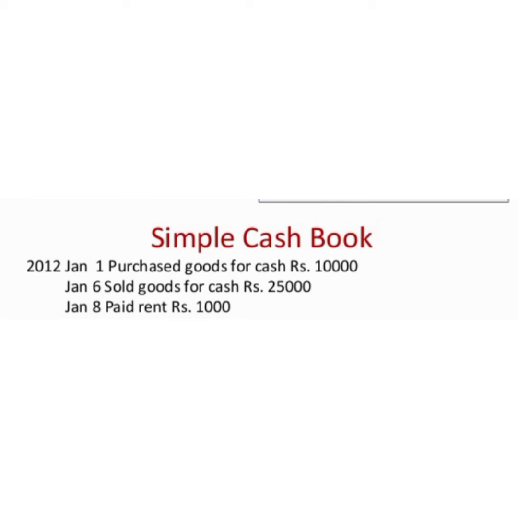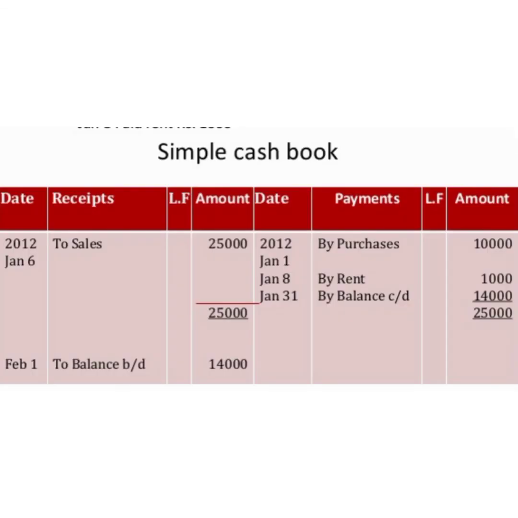This is an expense for the company, so we want to record this transaction on the credit side as by purchases 10,000. The next transaction, sold goods. Sold goods is an income or receipt for the company, so debit side to sales account with an amount of 25,000. The next transaction on January 8th, rent paid. Rent paid is an expense for the company, so we want to credit that account as by rent paid, rent account 1000.